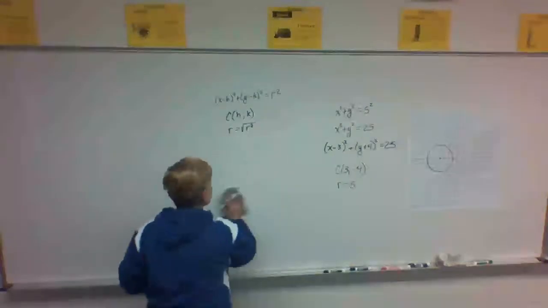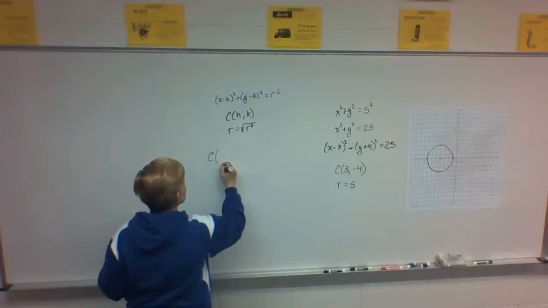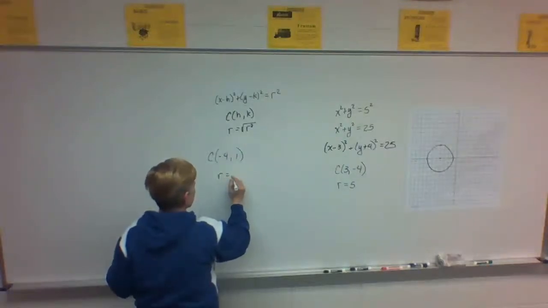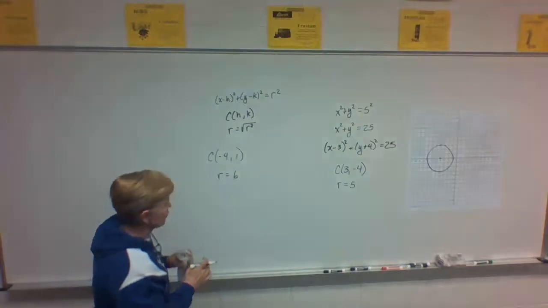Now, let's go in reverse. What if I told you that I had a center, the center of a circle that I want to write and graph? The center of the circle is negative 4, 1, and the radius is 6. Can you write the equation? What would it be?